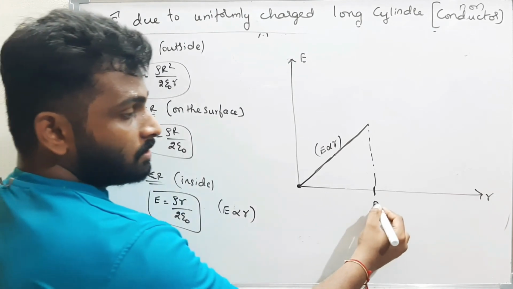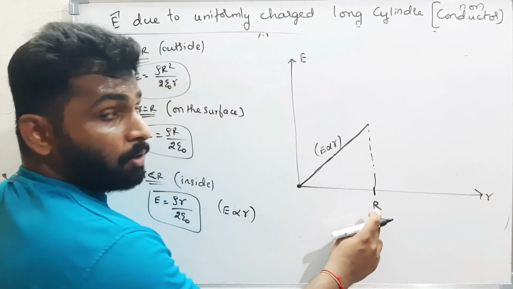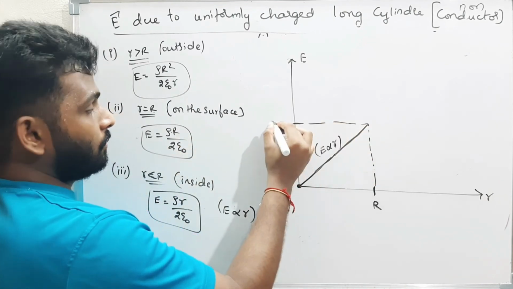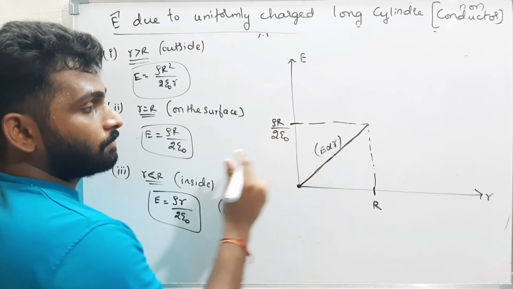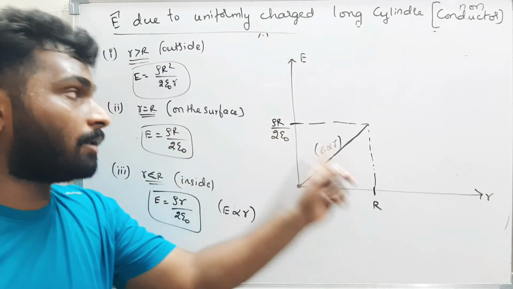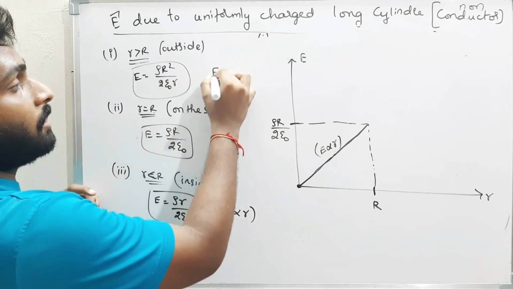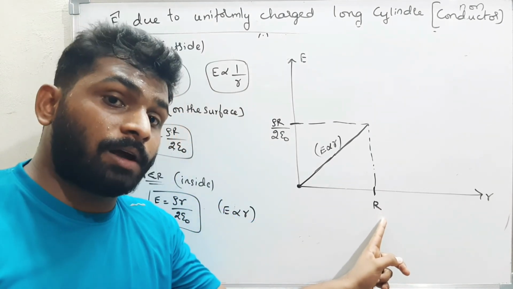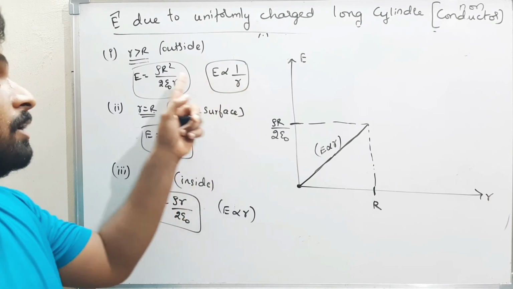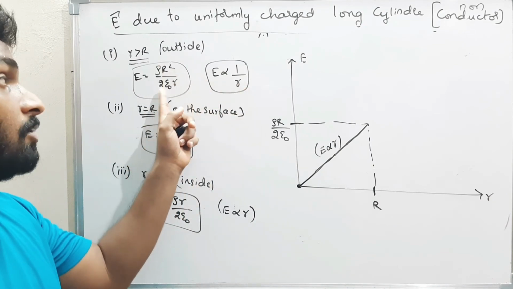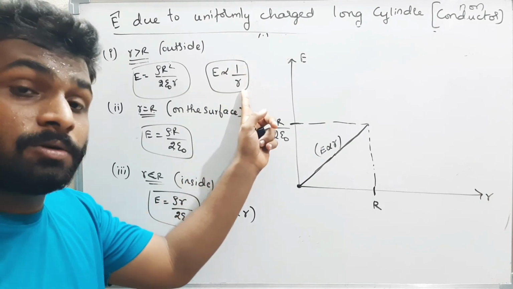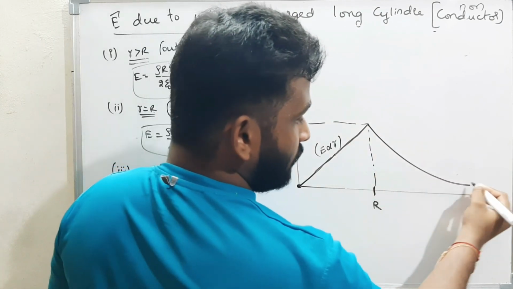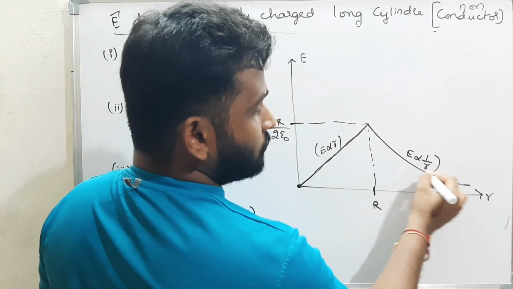Okay. Now, when the small r is equal to capital R, that means when the point is on the surface, what is the electric field? The electric field is rho R by 2 epsilon naught. Now, if r is greater than capital R, then the electric field is inversely proportional to small r. Rho is a constant, capital R is a constant, 2 is a constant, epsilon is a constant. Therefore, the electric field is inversely proportional to the distance, and the graph is a rectangular hyperbola. This is the graph.